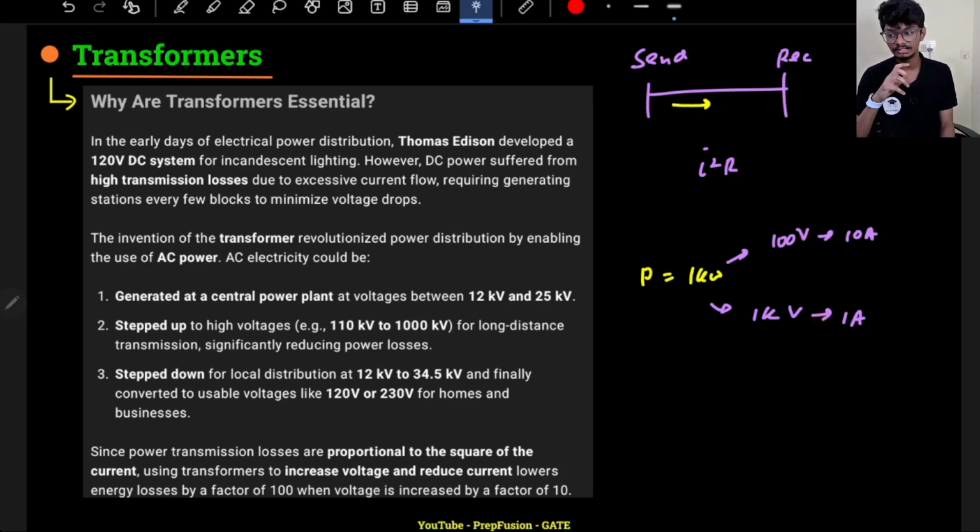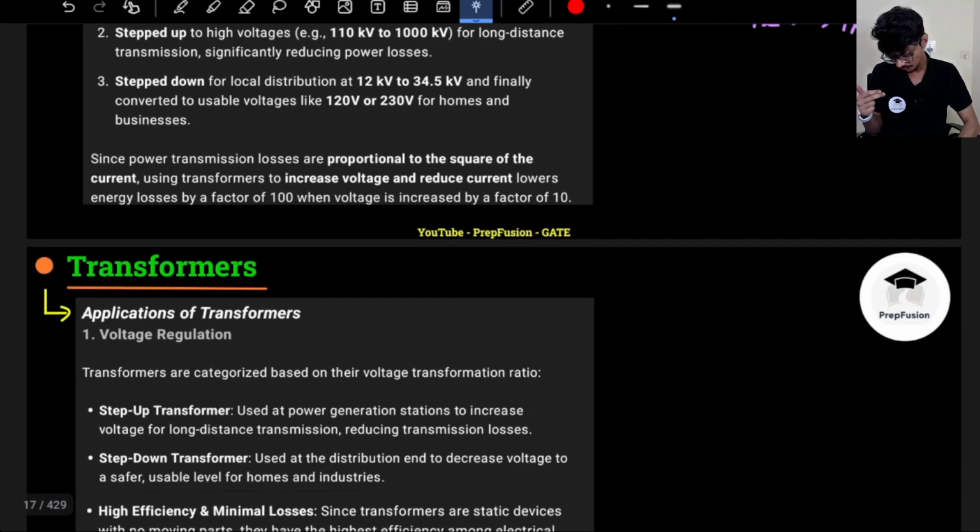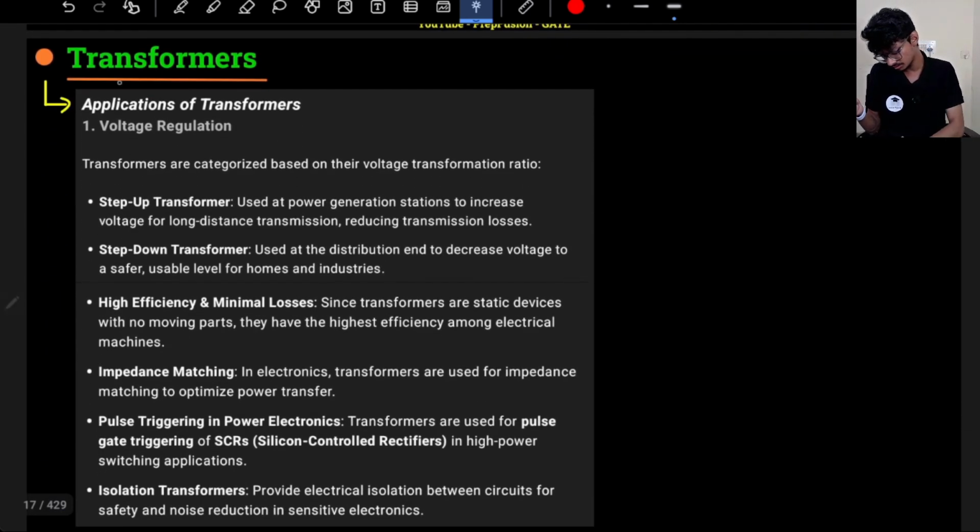In DC, it is not that easy to step down or step up the voltage, okay? Not that simple. But in AC, with the invention of the transformer, we were able to easily step up or step down the voltage. That's why we transmit our power in AC only, okay? That's why the transformer is a very, very important and integral part of power transmission everywhere, okay? So transformers have many applications like voltage regulation. It is used as a step up transformer, step down transformer, okay?